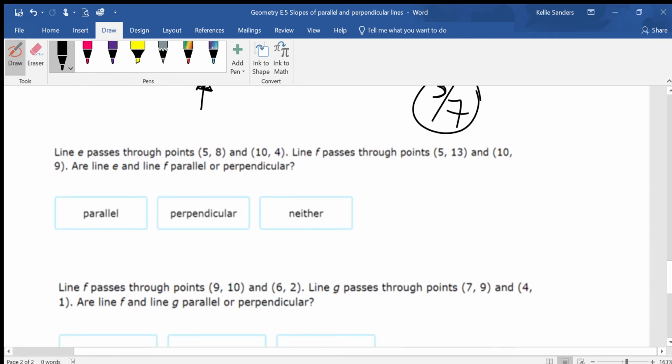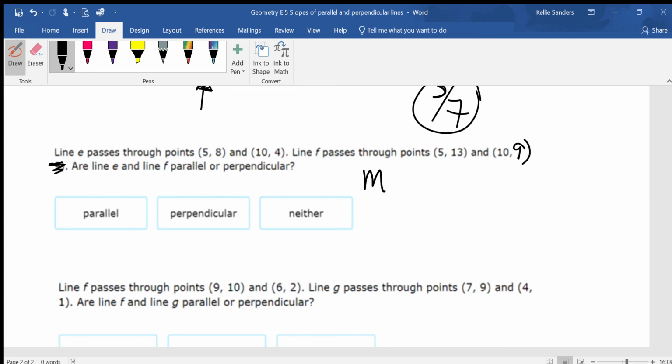Now we get to have a little bit of fun. Line E passes through the points (5, 8) and (10, 4). Line F passes through points (5, 13) and (10, 9). I'm just going to write this 9 right here so it looks a little bit better. Are line E and line F parallel or perpendicular, or neither? So this is kind of why I'm using this notation, just so we can kind of keep our thoughts right and true.